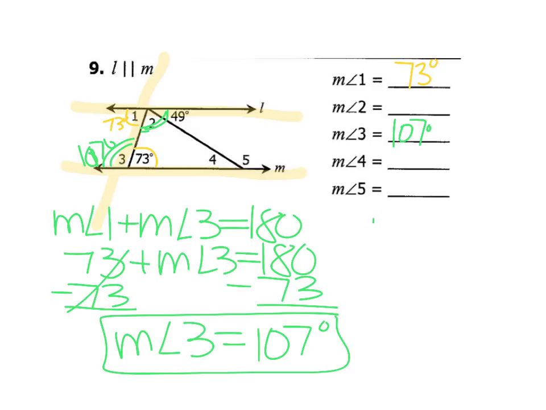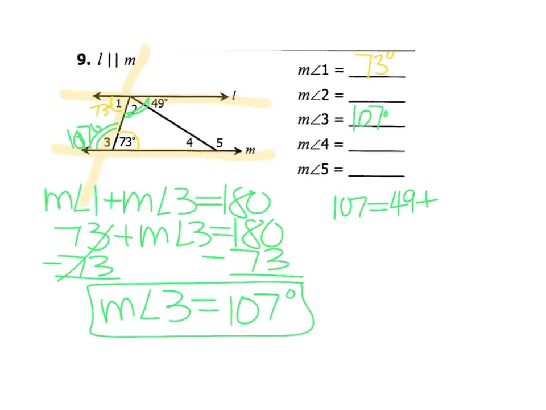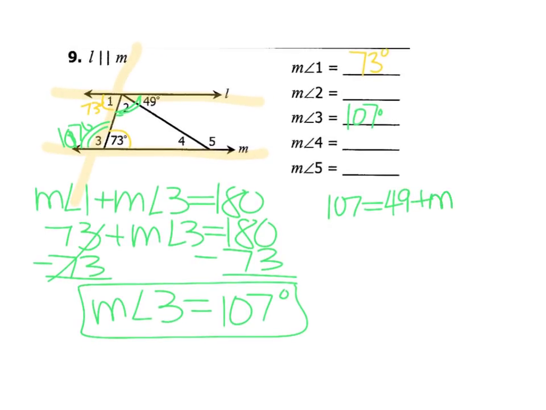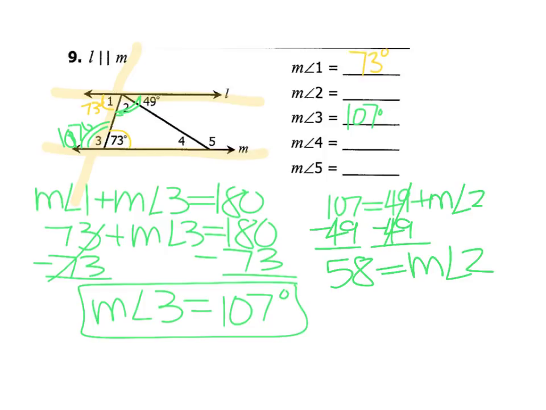So we can say that 107 is equal to 49 plus the measure of angle 2. So to find the measure of angle 2, just subtract 49 from both sides. 107 minus 49 is going to give us 58. All right. So the measure of angle 2 is 58 degrees.